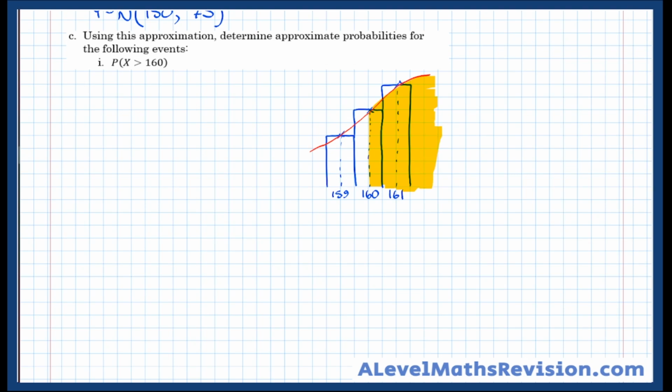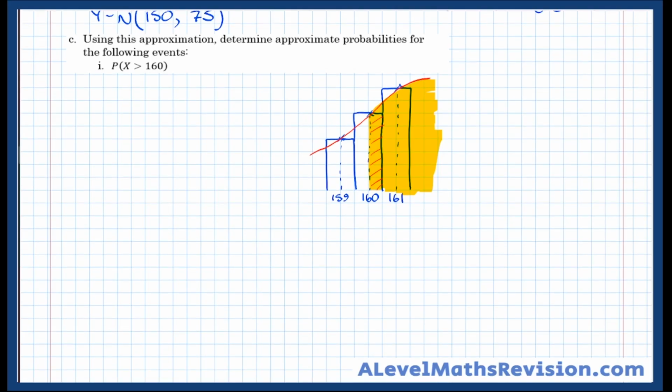However, this area here, this thin strip, we don't want this area. We've said strictly greater than 160, so it shouldn't include any of this area here that I've just shaded red. We should start at the upper bound of 160, which we can see is halfway between 160 and 161. It starts at 160.5. So the probability that y, our continuous variable, is greater than 160.5 will give us the best approximation.